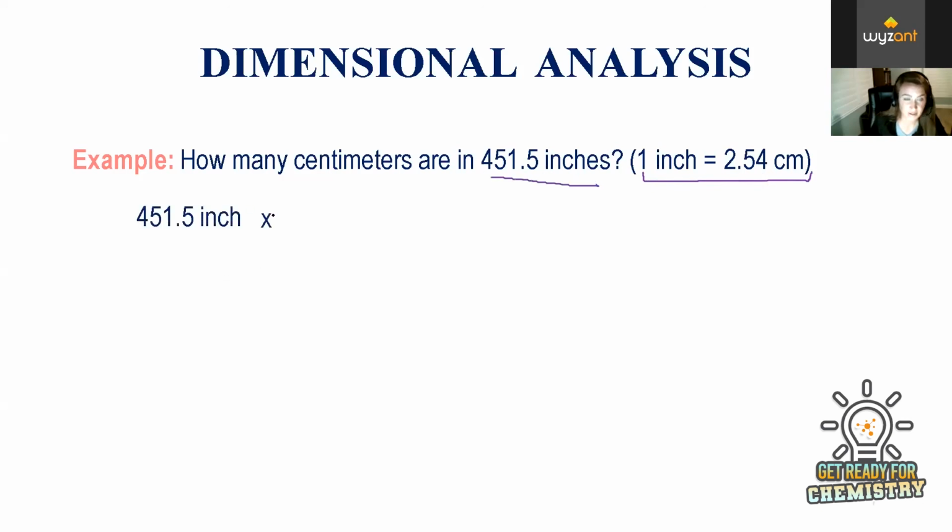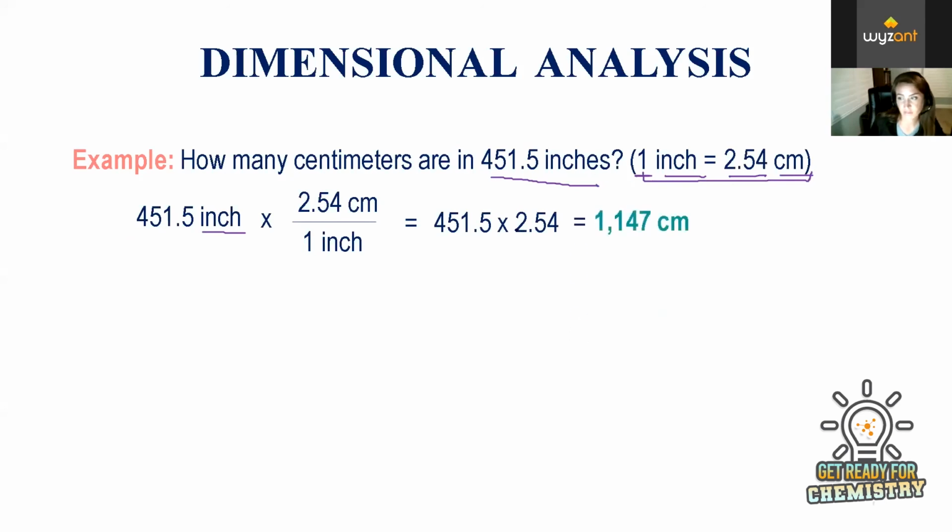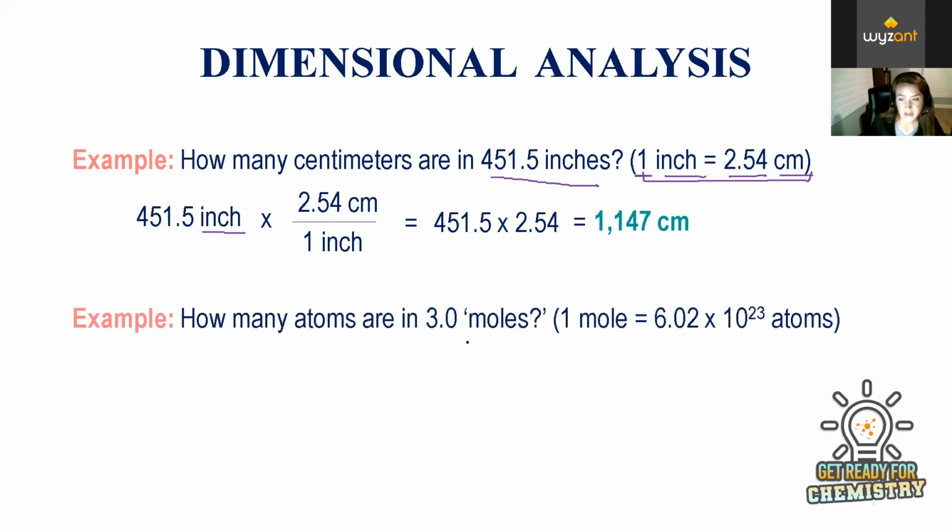We start with writing that, and then we draw our fraction, and we put the unit that we start with on the bottom to cancel it out, and then the unit that we're trying to get to on the top. So we're going to put inches on the bottom, and 1 goes with inches, and then centimeters on the top because that's what we're trying to get to, and the 2.54 goes with centimeters. So again, we've got 451.5 times 2.54 over 1, which is really just 451.5 times 2.54, and so we get 1,147 centimeters.